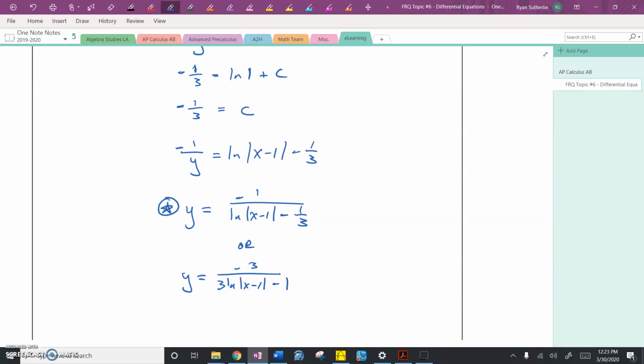So now what you should do is work on the next two questions. Your teacher will post the key so you can grade yourself and see how well you remember and understand differential equations.